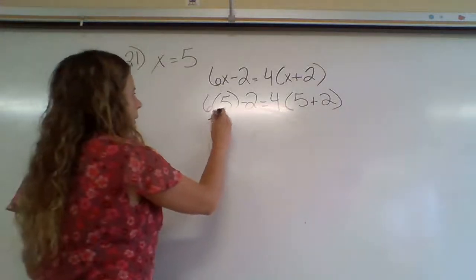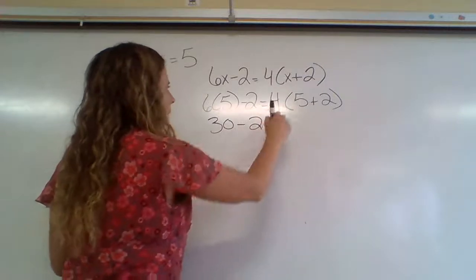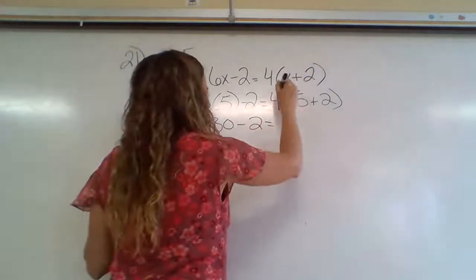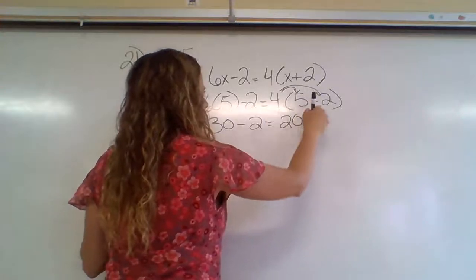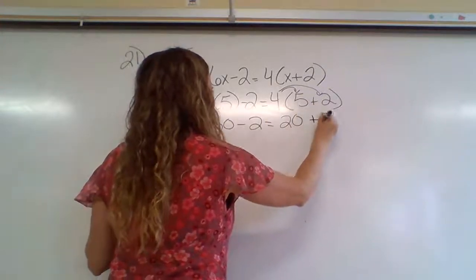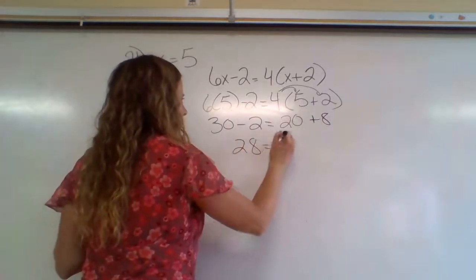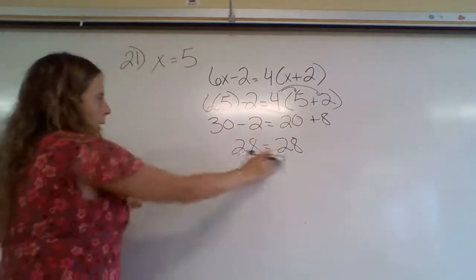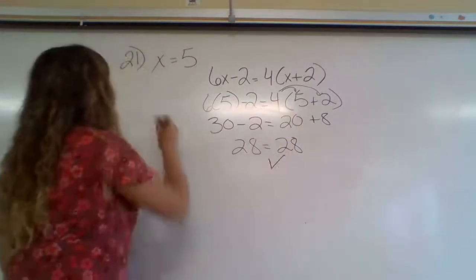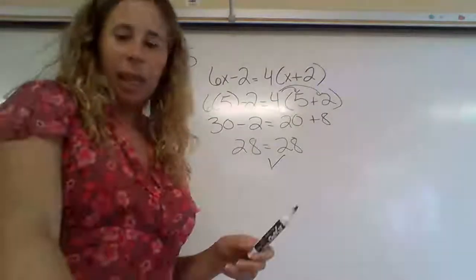6 times 5 is 30. Rewrite the 2. And then I'm going to distribute over here. 4 times 5 is 20. 4 times 2 is 8. 30 minus 2 is 28. 20 plus 8 is also 28. 28 equals 28. Checks out. So yes. And that's it.